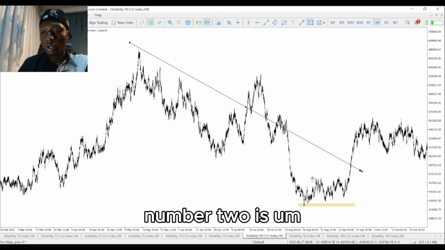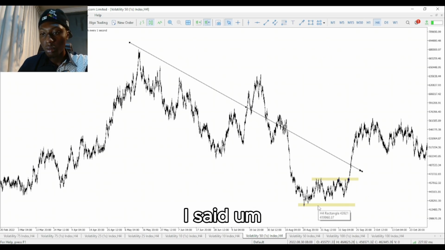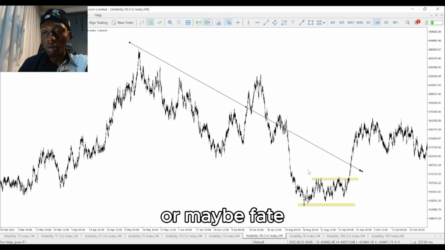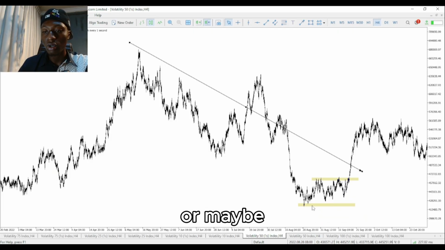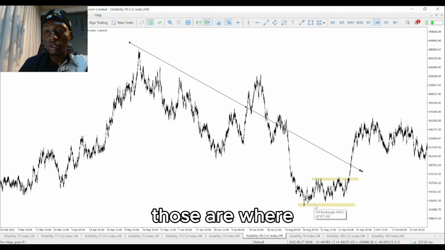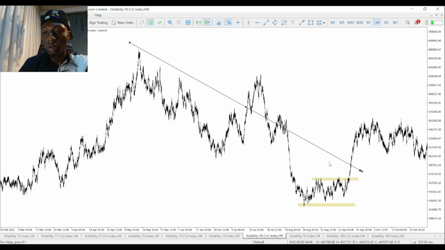Number two is change of structure. You understand? Change of structure. Number one, I said fail to create a new low, or maybe fail to create a new high. For a downtrend, it's fail to create a new low. Those are signs of trend weakening. And the lows are like your major lows, not from your 5 minutes or maybe your 15 minutes, but from maybe the D1 time frame mostly, or the higher time frame mostly. Those are where you know that a trend is weakening, based on what time frame you are trading from.